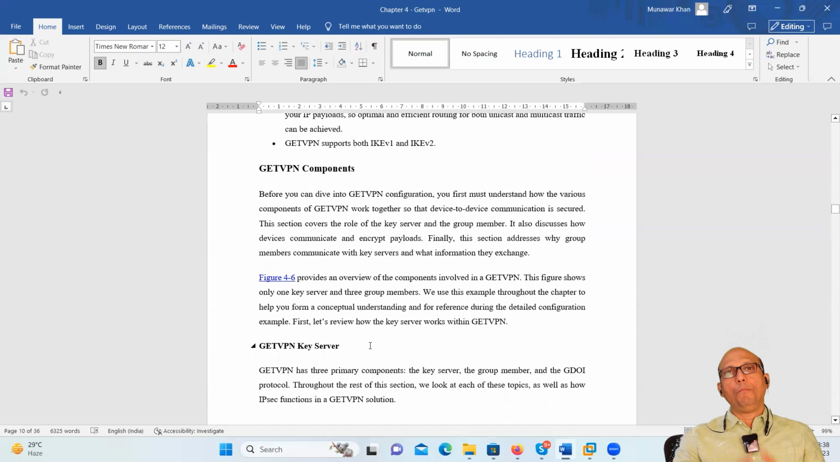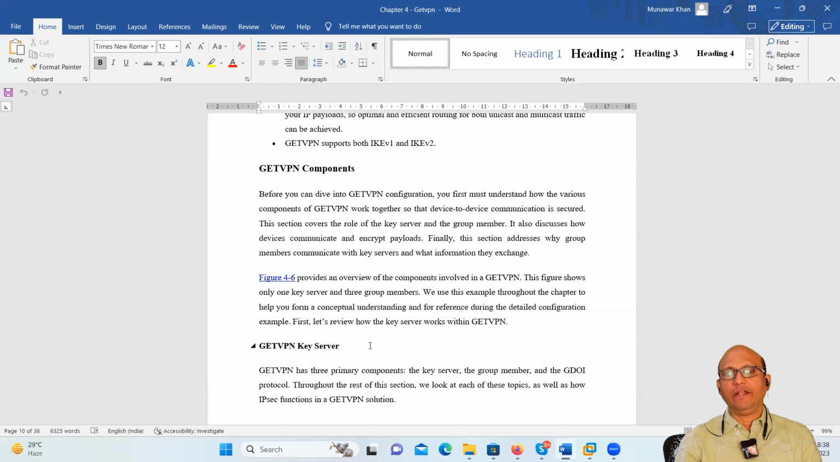So what are the components of GETVPN? Always remember, whenever we talk about some VPN, you should know which protocol. You should know what is the importance of these protocols. How this VPN is going to be done. Why these commands are being placed to configure this VPN. Where you have to configure this VPN. How you have to configure. What are the things you have to keep in mind before configuring this VPN.